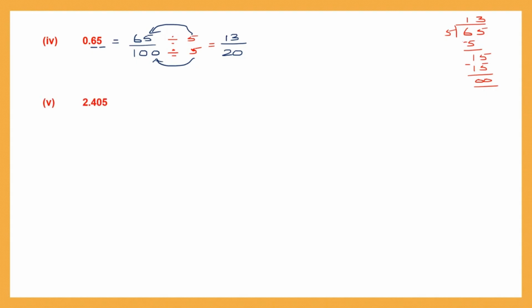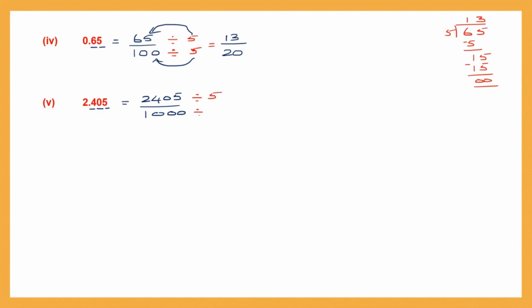Next one, we have 2.405. So when you remove the point, this becomes 2405. And in the denominator, we have 1 followed by how many zeros? Let's look at the question. After the point, we have 1, 2, 3 digits. So 1, 2, 3 zeros. So what is our fraction? 2405 by 1000. Now both these numbers, the numerator and the denominator, are divisible by 5.